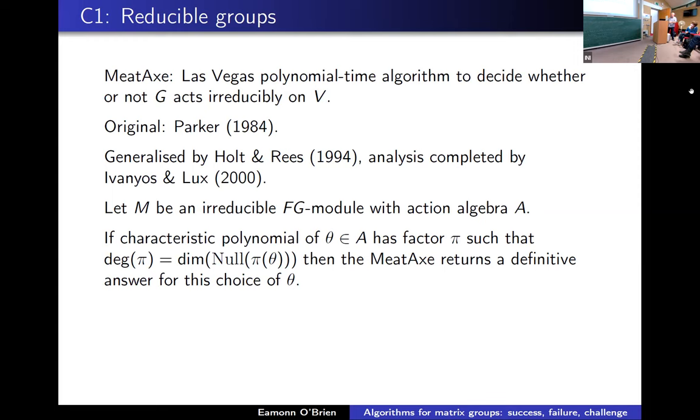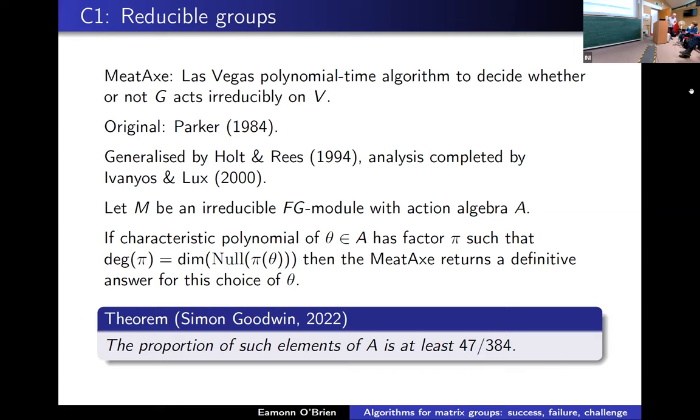I just wanted to give you an example of the sort of result which you can get. This is work of a master's student of mine, which completed this year, which says to you that the proportion of such elements is at least this quantity. And if your mental arithmetic is not up to it, that's 0.12, which is 50% larger than the last estimate, which was provided by Holt and Rees and Evans and Lux. So it's gone up from 0.08 up to 0.12. That's a marvelous achievement. It says to you, roughly choose 8 random elements and you've reached a conclusion.